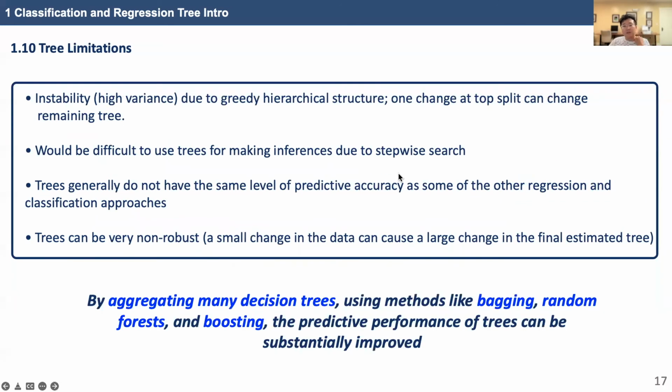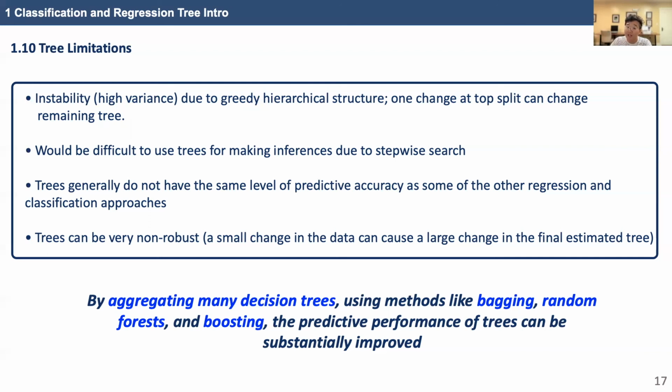But there are also some limitations to trees. They can be unstable due to the greedy hierarchical structure, which means one change at the top split can change the remaining tree. It is also difficult to use trees for making inference due to the stepwise search. Trees generally do not have the same level of predictive accuracy as some other regression and classification approaches. Lastly, trees can be very non-robust. In other words, a small change in the data can cause a large change in the final estimated tree.